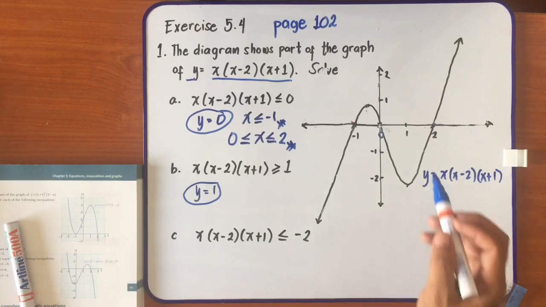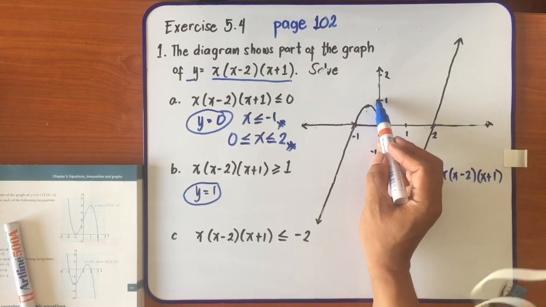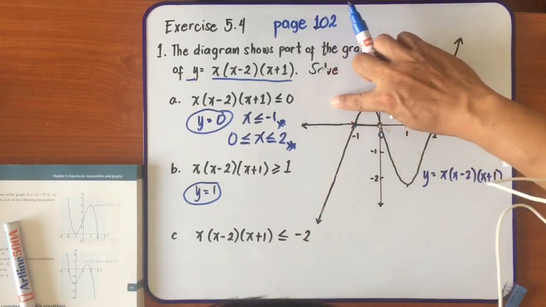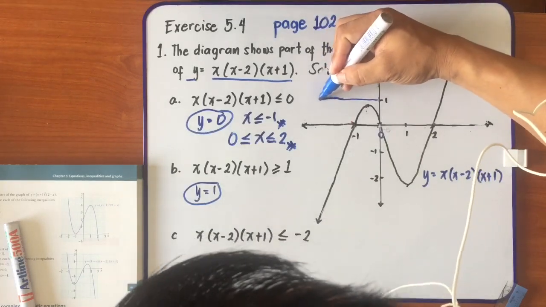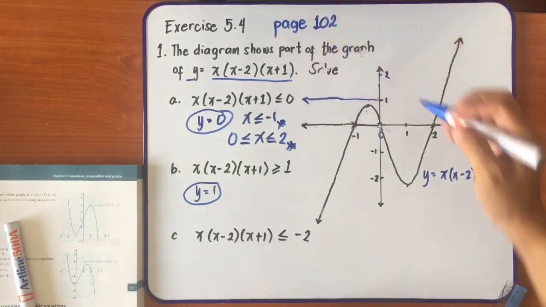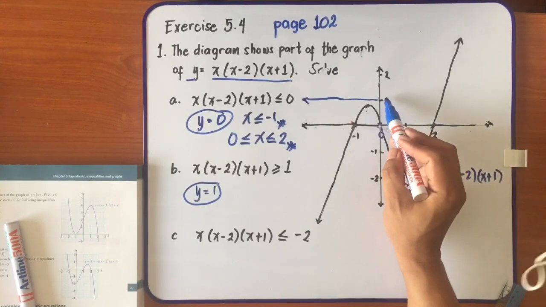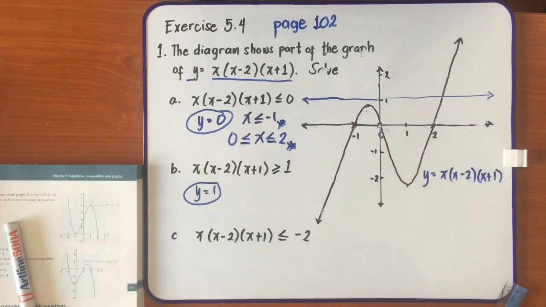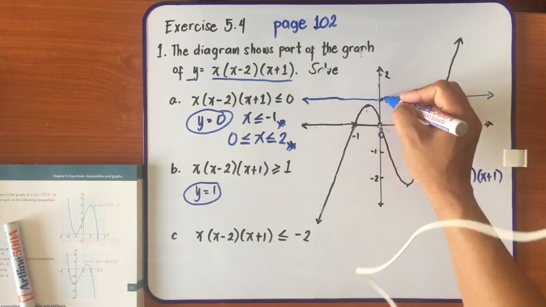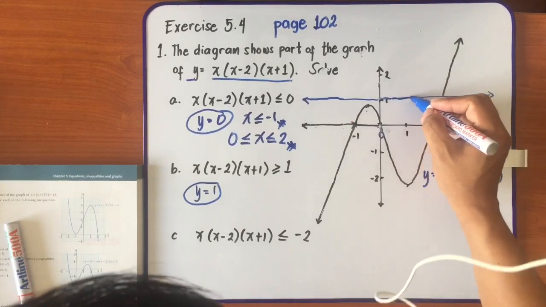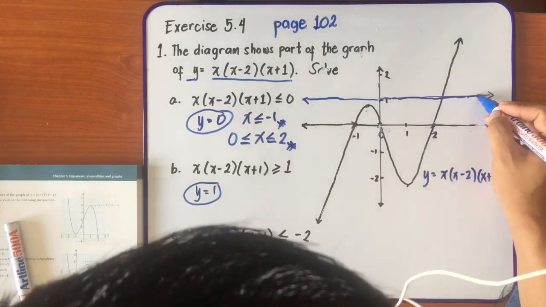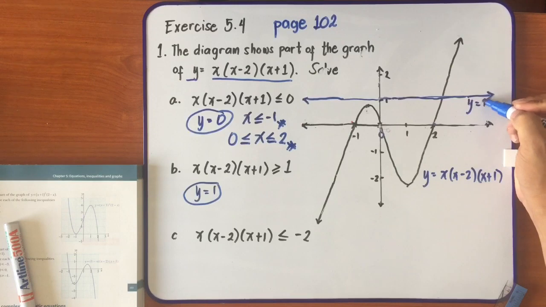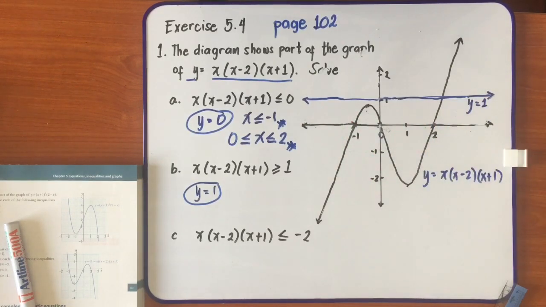Now, since it's greater than 1, you notice that it will not touch this. So there's a line over here. It should be a straight line. You have to use your straight edge or ruler so that you can have this. Okay? So this part. So this is now your y is equal to 1. This is the graph of y is equal to 1.